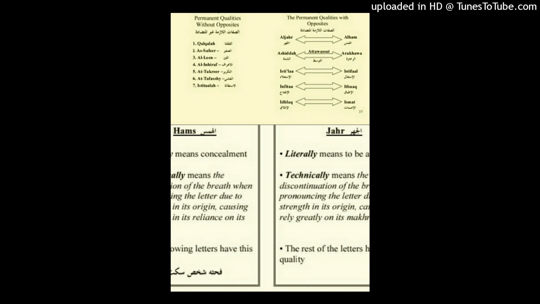Some students make mistakes in this, like they sometimes add air to other letters which are not included in the hems, and this is for sure making the letter not clear. For example, the letter qaf. They may say qa and produce air, while the qaf is not included here in the hems letters. So it should not be accompanied by air, and the sound of the letter should be clear and apparent. Qa, qa, qa, like that. Not ka, but qa.